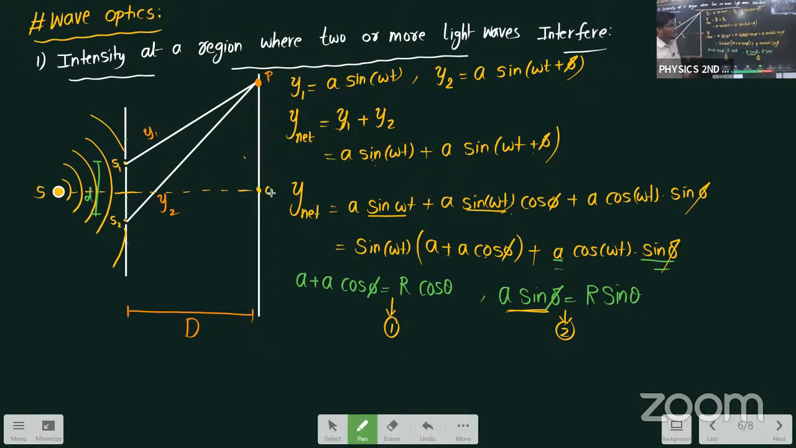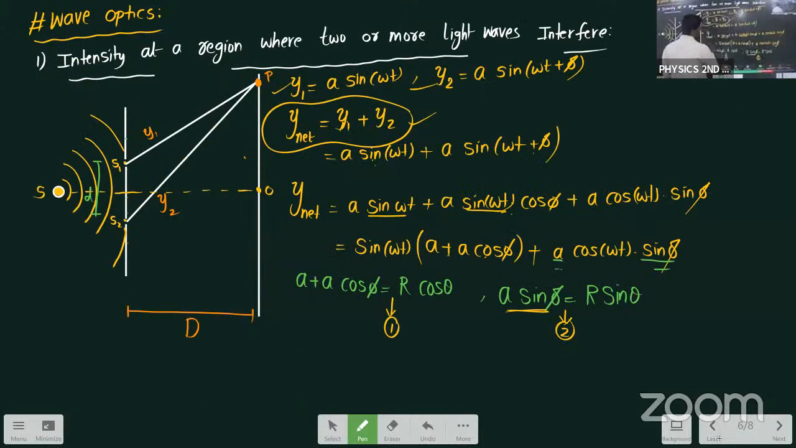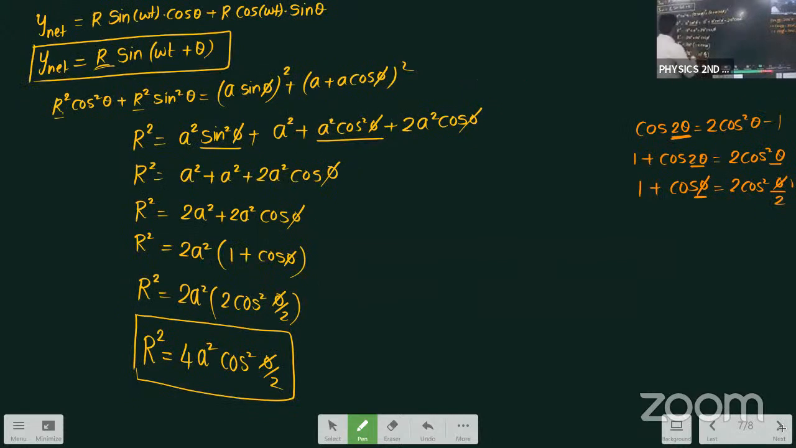So, sir, are we supposed to write down all these things in our examination? No. What you are supposed to write is: just draw this diagram, write these two equations, y1 and y2, and finally, according to the principle of superposition, write this equation. Then directly you can go to this particular point and write this equation, because this question will come for 4 marks.